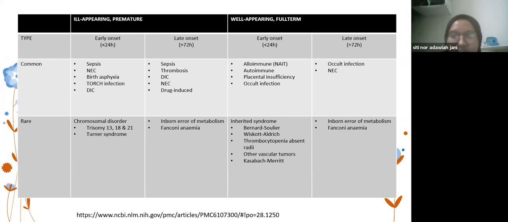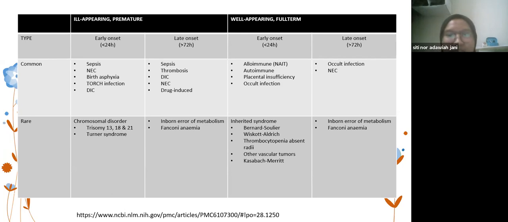So from the history and also physical examination, we can now prioritize which diagnosis is more appropriate for each presentation. Because when assessing the infant with thrombocytopenia, it is more useful for us to consider the overall clinical features of the patient, as the common causes of thrombocytopenia in a sick infant tend to be different from the most likely causes in a well-appearing infant.